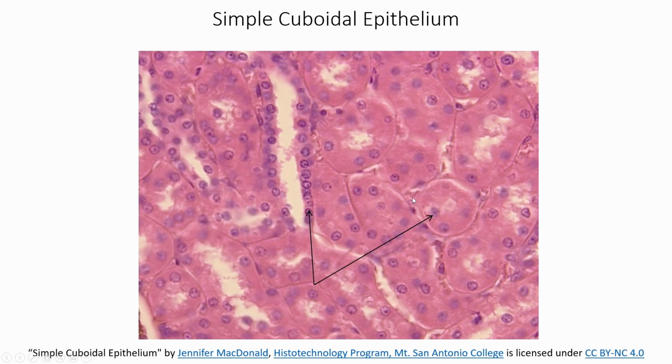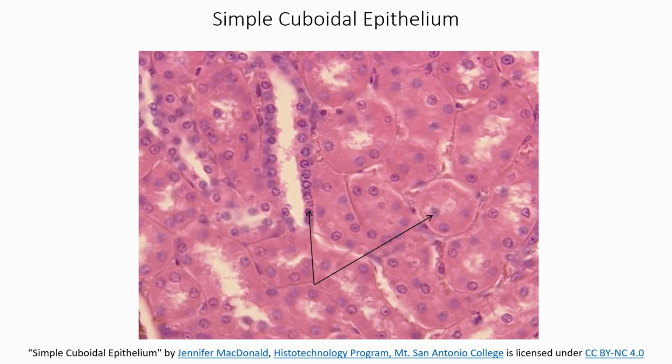Simple cuboidal here, right? Again, we see cells about as tall as they are wide in a single line. If we look around here, bam. And you'll see a lot of simple cuboidals in glands. So when we look at certain tubules within the kidneys and whatnot, you'll see simple cuboidal.